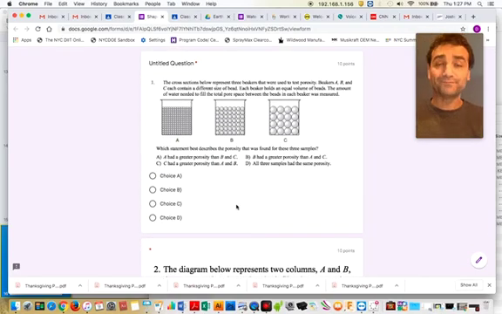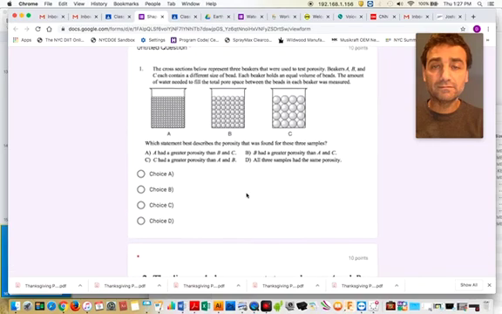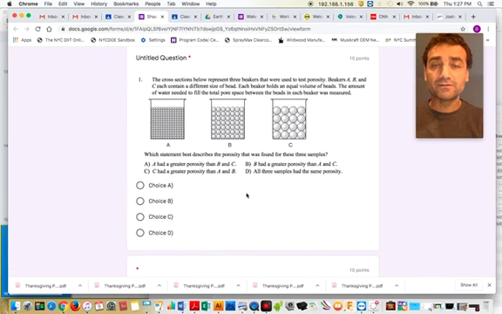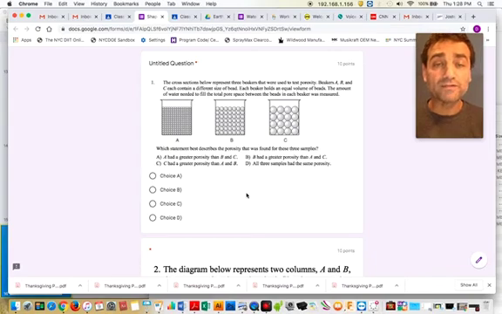Okay, so it says here, first question. The cross-section below represents 3 beakers that were used to test porosity. That's the relationship, the ratio between the size of the pore and the size of the particle. Beakers A, B, and C each contain a different size bead. Each beaker holds an equal volume of beads. The amount of water needed to fill the total pore space between the beads in each beaker was measured.